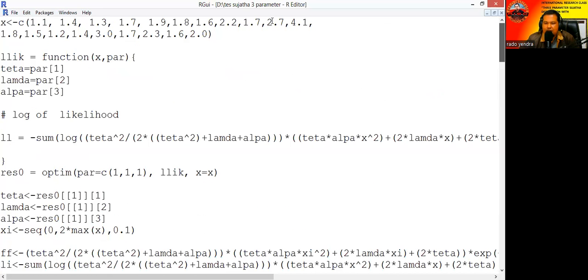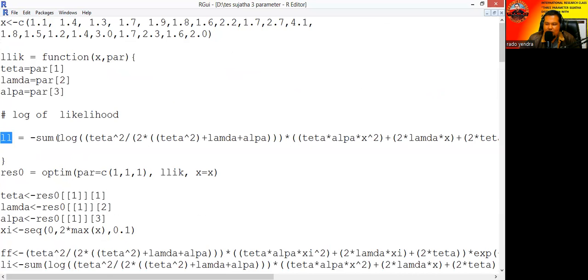Okay, this is our R. In the R programming, we use the data of 20 observations, like the research article says. The research article gives some data, starting from 1.1 until 2.0. And then we use the theoretical function for optimization, the log likelihood of the three parameter Sujatha distribution.